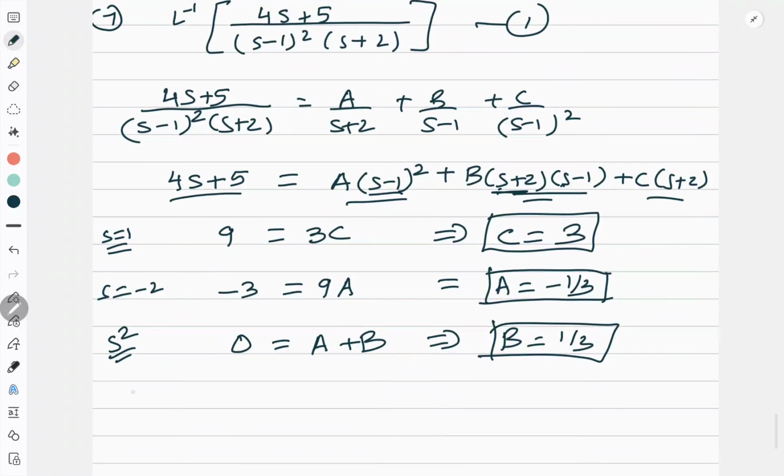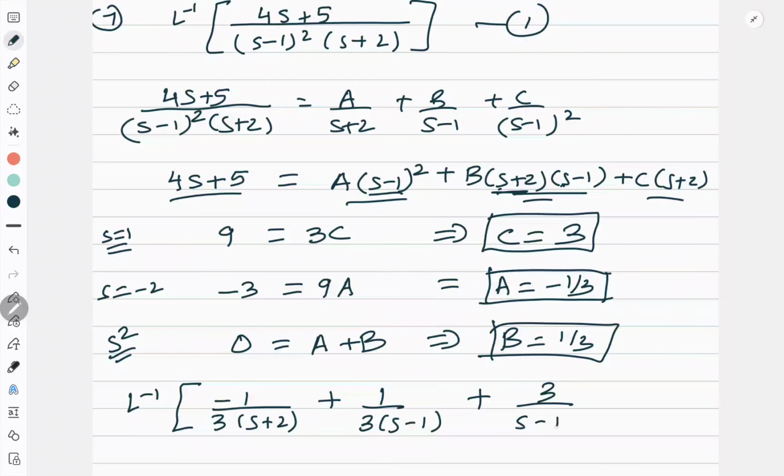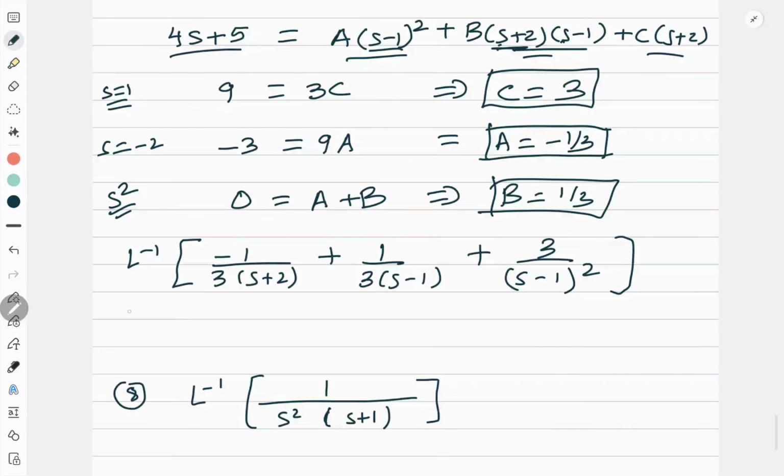So now put these values. So now what is my question? Laplace inverse a upon s plus 2. What is a? Minus 1 by 3 upon s plus 2. Plus b, 1 by 3 upon s minus 1. Plus c, c is 3 upon s minus 1 square. Correct? Now this will become minus 1 by 3 e to the power minus 2t plus 1 by 3 e to the power t.